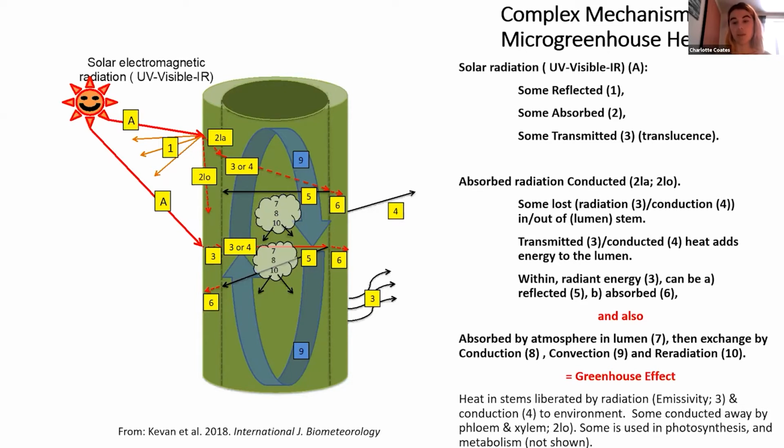And some is also used in photosynthesis and metabolism, which is not shown here as that happens on the cellular level. And this is more of a schematic diagram published by Dr. Kevin in 2018. So this is the model that we have been working from, and we're essentially getting closer all the time to measuring more and more of these processes within the stem.